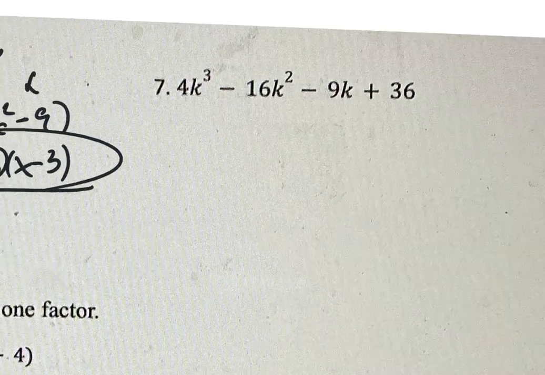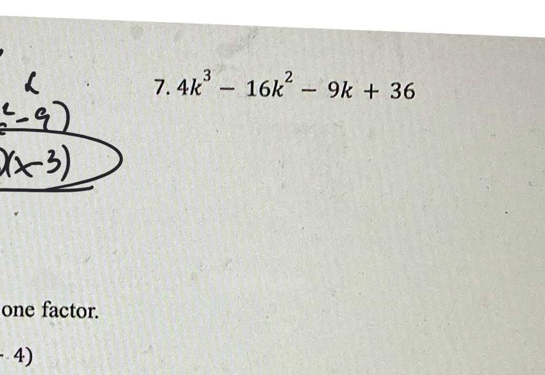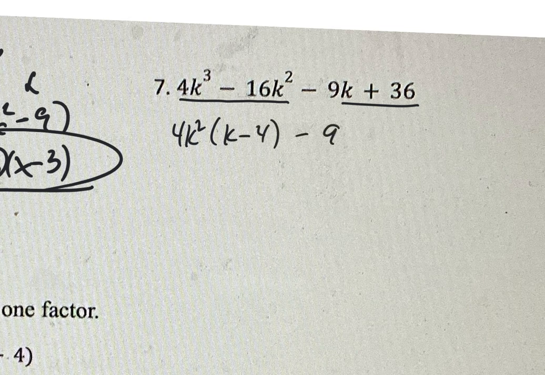Number 7. Four terms, automatically something should go off in your head, like I'm going to do grouping. Okay, so this first two, I'm going to take out a 4k squared. That leaves a k minus 4. The second two, I'm going to take out a 9. That leaves a k minus 4. I'll take out a minus 9, because I had to get a k minus 4, so that changed the signs for me.